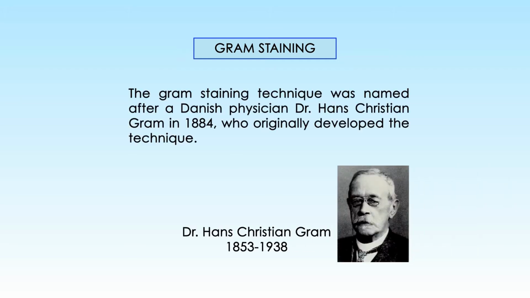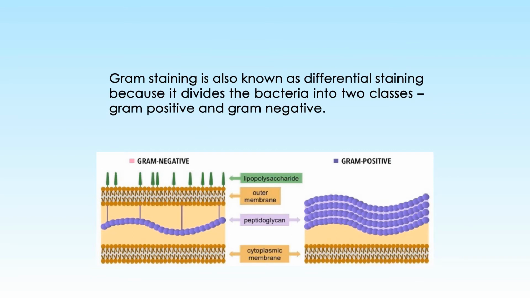Next is the differential staining. Differential staining is so called because it divides the bacteria into separate groups based on their staining properties. The different types of differential staining include, the first one, the Gram staining. The Gram staining technique was named after a Danish physician, Dr. Hans Christian Gram, in the year 1884, who originally developed the technique. Gram staining is also known as differential staining because it divides the bacteria into two classes. The first one is Gram positive and the other one is Gram negative.